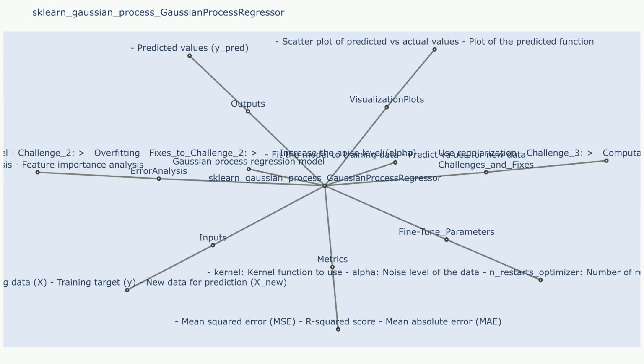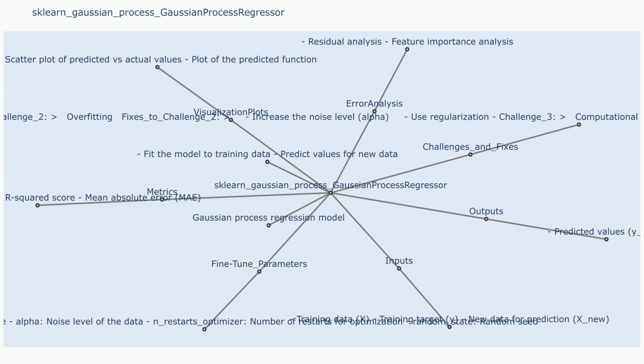Hyperparameter optimization. The kernel often has hyperparameters, e.g., length scale, sigma, that control its behavior. You'll need to optimize these parameters to find the best fit for your data. This can be done through methods like maximum likelihood estimation or cross-validation.